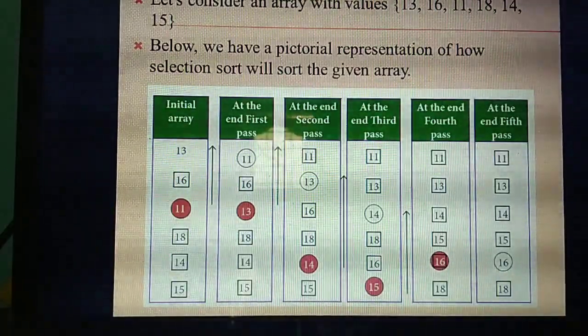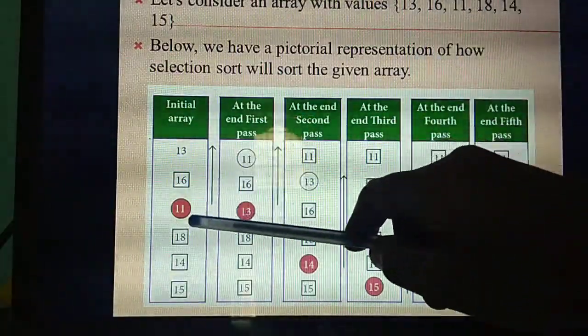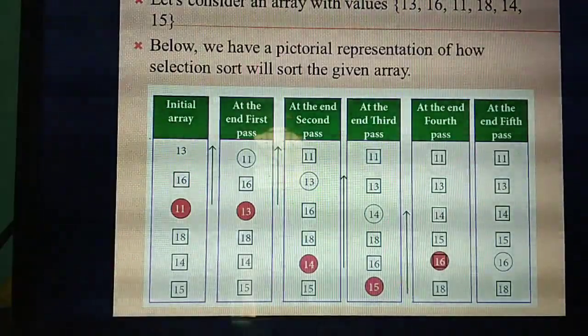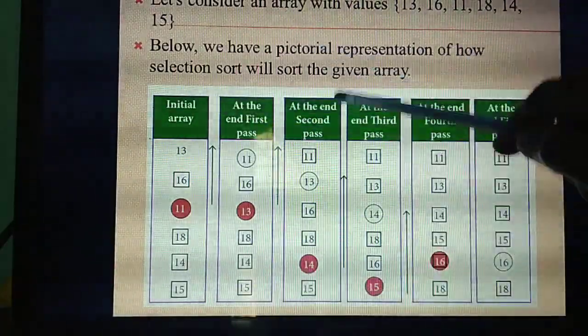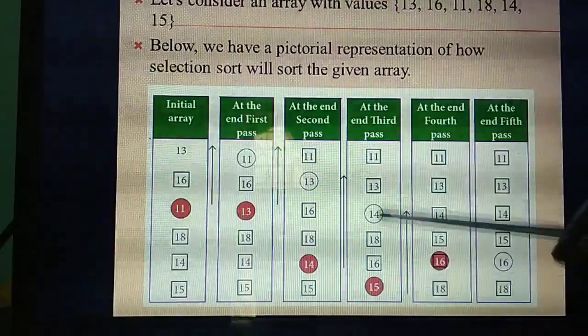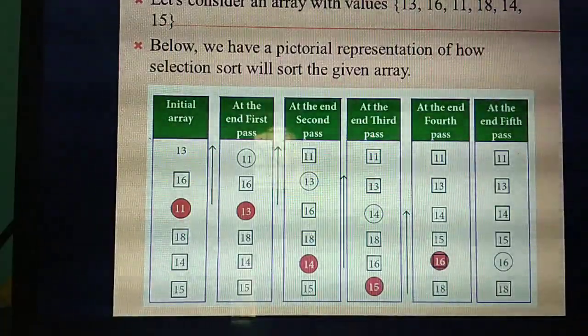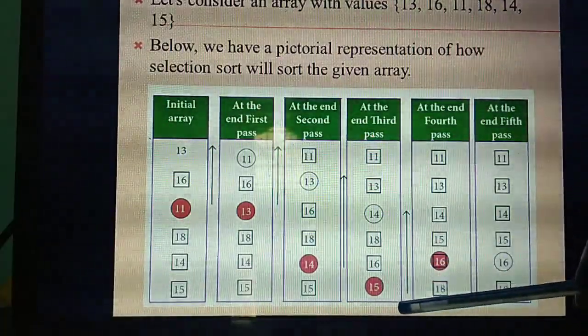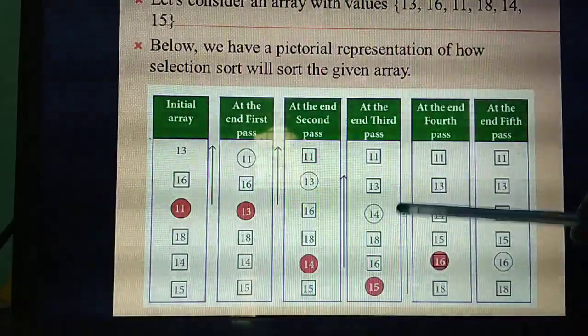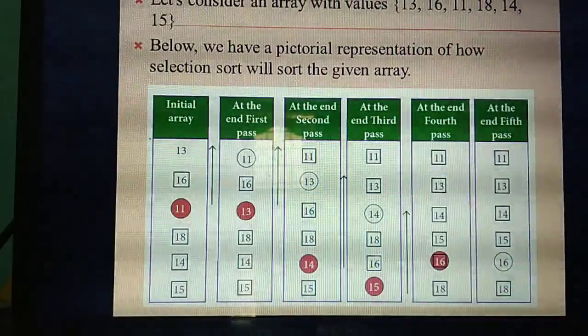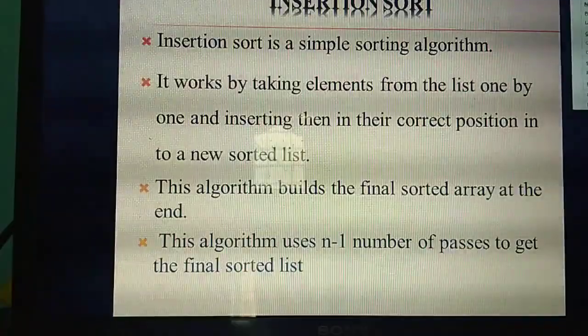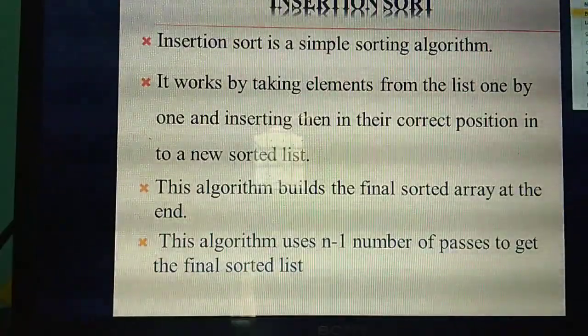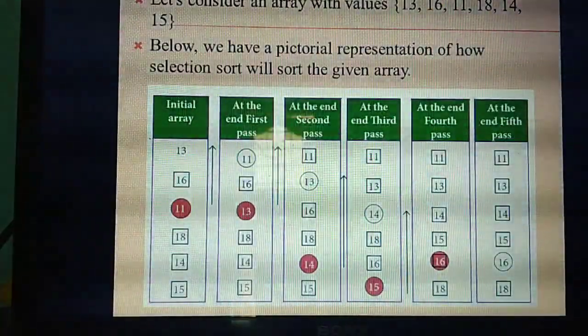Yes, understand now. At each pass, how many elements are they exchanging? One element. But you take the full array, search in it and get the smallest element. From whichever place you are shifting the smallest element, you need to draw one arrow mark. Understand? So understand this example.